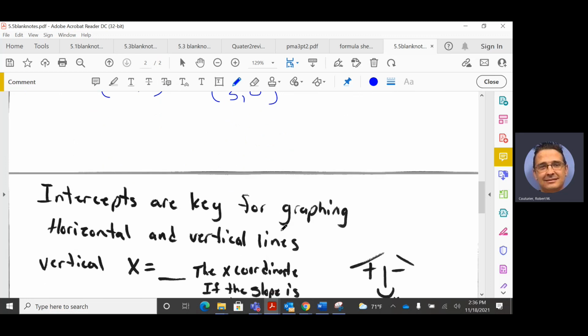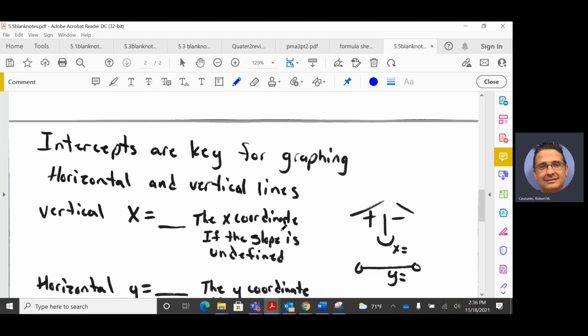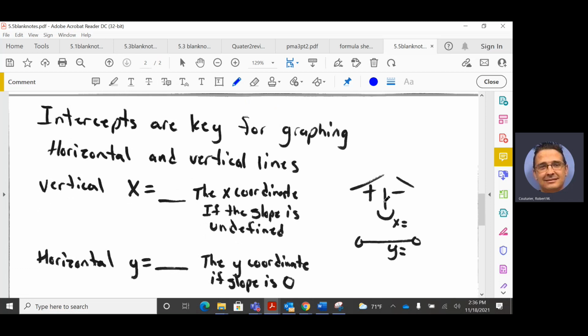Intercepts are key for graphing horizontal and vertical lines. Again, we have Mr. Slope over here, right? A vertical line is his nose. The only point we can even find is where it crosses the x-axis. For horizontal lines, where does it cross the y-axis? Vertical lines are the equation x equals, where does it cross the x-axis? It has an undefined slope. That's what the U symbolizes. So we don't have a slope to put it in that slope-intercept formula. So we have to be careful about that.